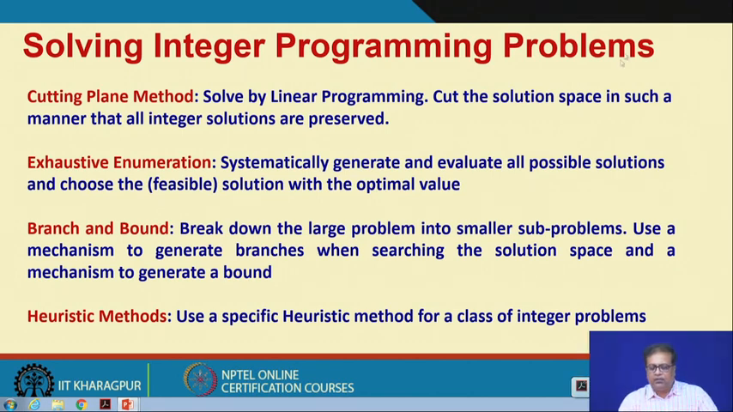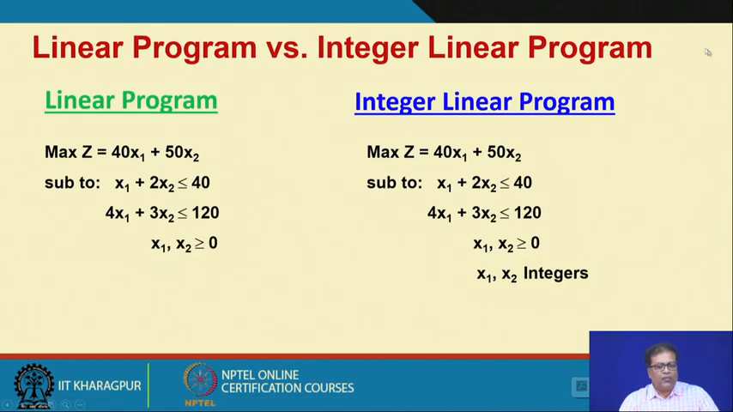Let us take a very simple linear programming problem. A linear programming problem takes a form, as you can see here: maximize z, let us say with 2 unknowns x1 and x2, is a function, let us say 40 x1 plus 50 x2, subject to, let us say, 2 constraints: x1 plus 2 x2 less than or equal to 40, 4 x1 plus 3 x2 less than or equal to 120, and x1 and x2 greater than or equal to 0. The integer linear programming for the same problem has an additional constraint that x1 and x2 are integers.